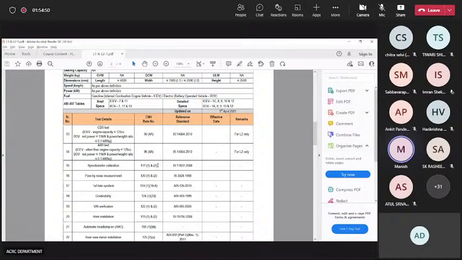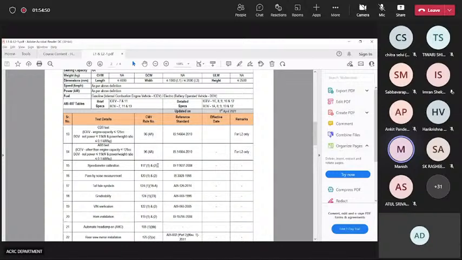Okay. Then pass-by noise measurement is basically the noise measurement of the vehicle. So decibel limits are defined for IC engine and electric vehicles, so that is applicable for both. They will check the noise from your vehicle. If the decibel limit is met, then they can clear that part.